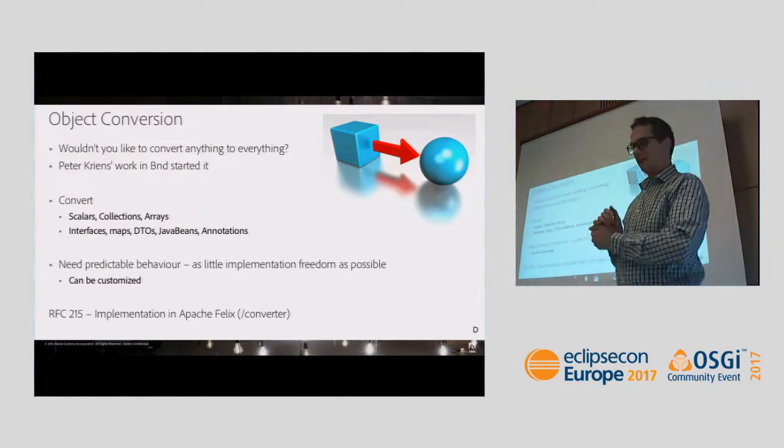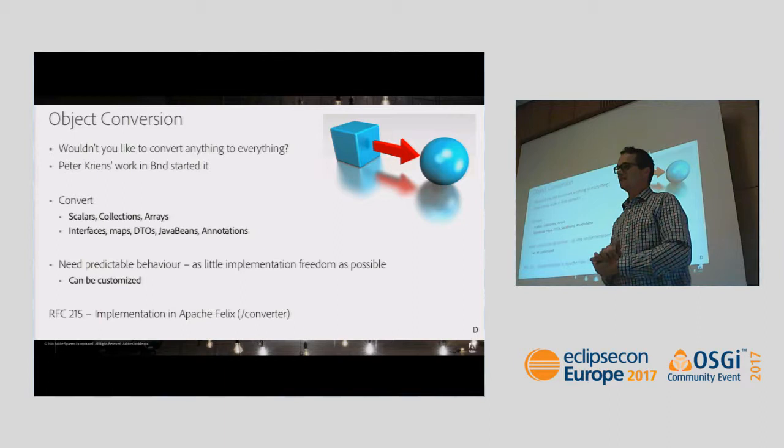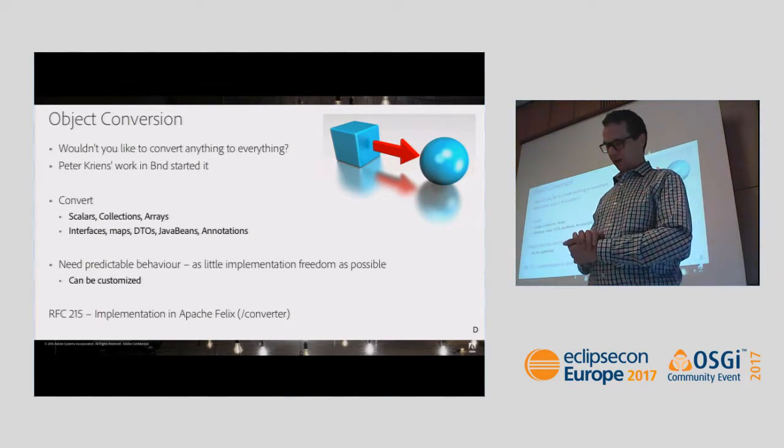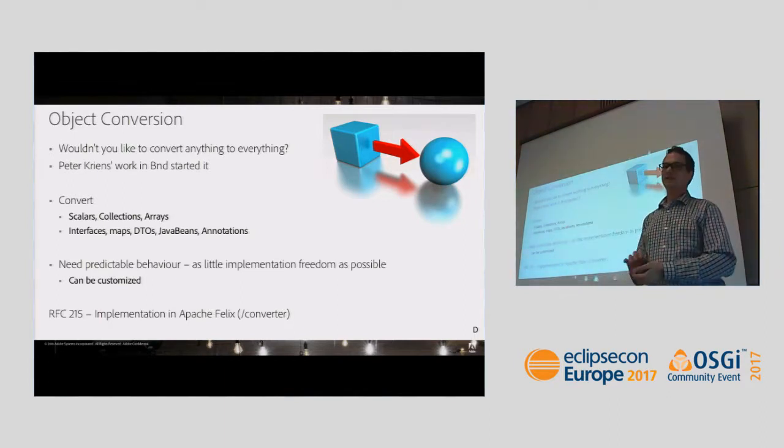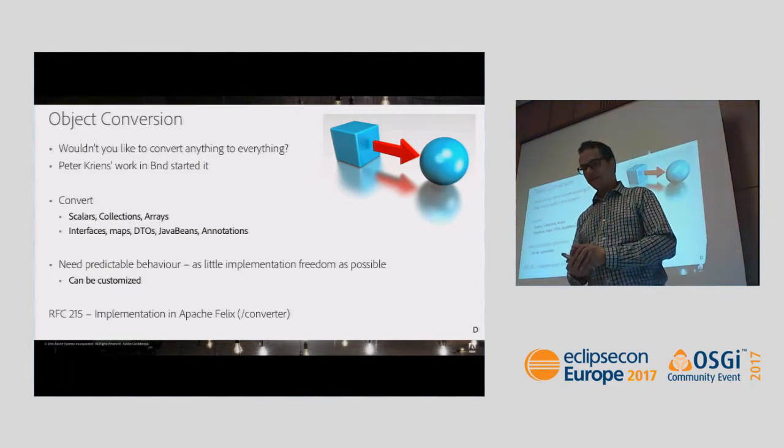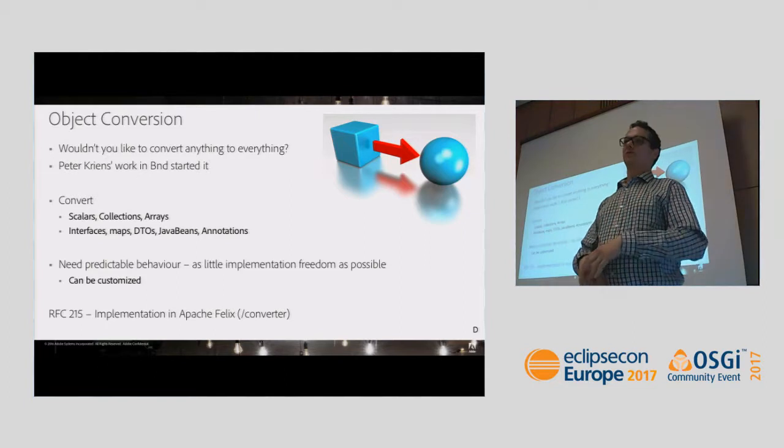Okay, the next basic technology that is in there is an entirely new spec called the object converter. This was based on some work that Peter Green started in the B&D tool chain, and Peter basically wanted to convert anything to everything.